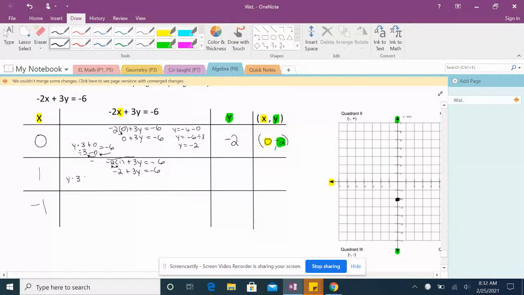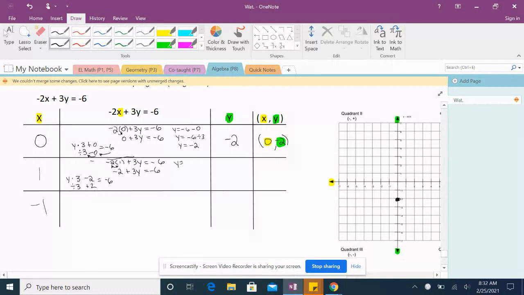Y times 3 minus 2 equals -6. Y por 3 menos 2 es igual a -6. Now we do the opposites. Ahora hicimos los opuestos. The opposite of times 3 is divide 3. The opposite of -2 is add 2. Lo opuesto de por 3 es dividir 3. Lo opuesto de menos 2 es más 2.